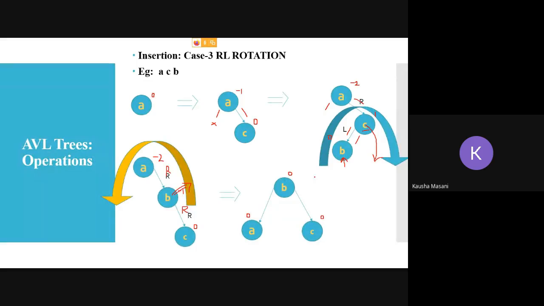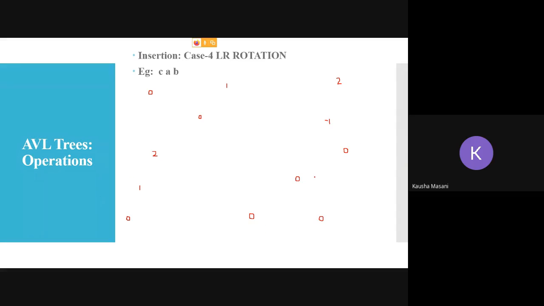That is your case number 4. Okay. Now your case number 4 is what? Your LR rotation. Okay. Again, I'm going to take an example to explain that case to you. The string given for the elements to be inserted is what? C, A and B. Okay. So again, repeat the same thing. Go and insert C. Calculate the balance factor.